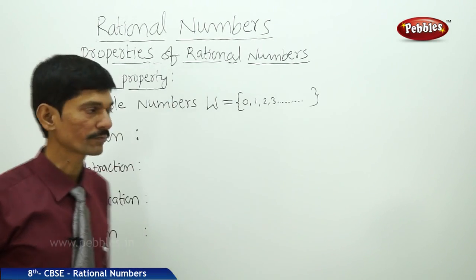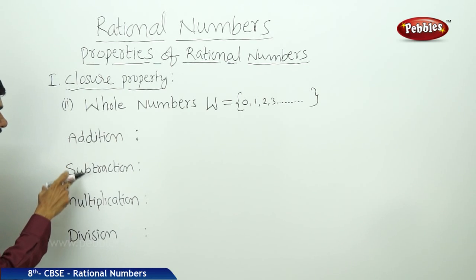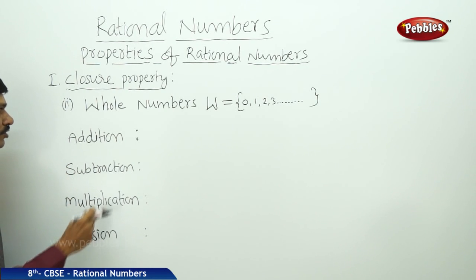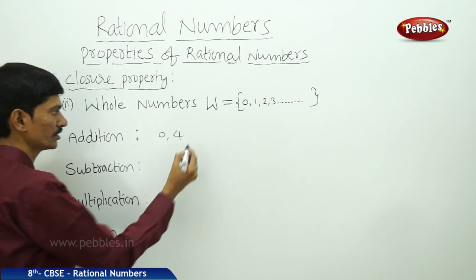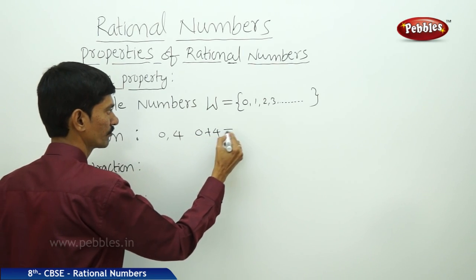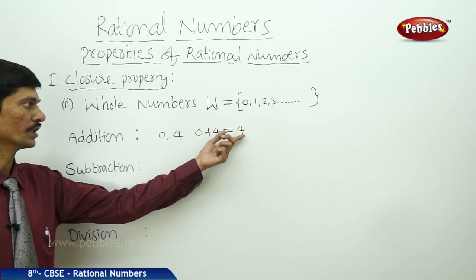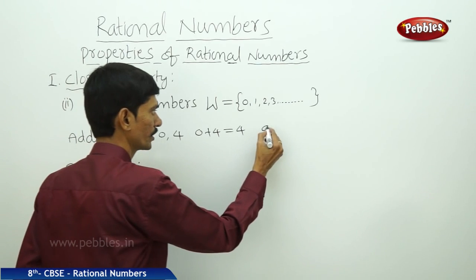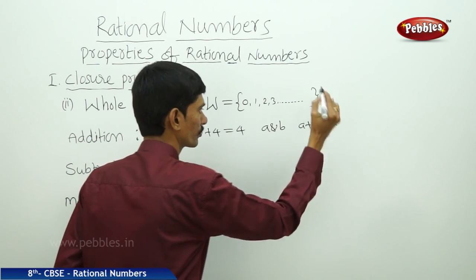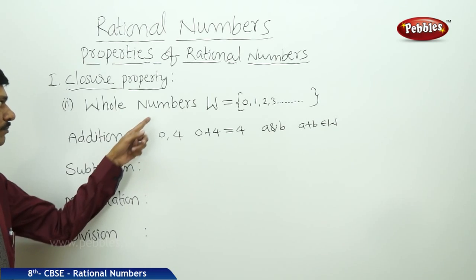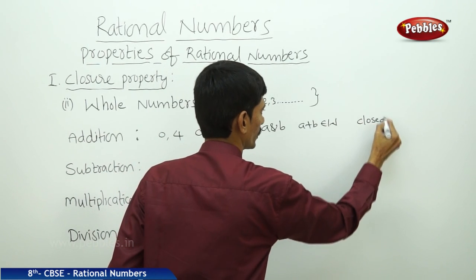Now let us discuss the closure property in the set of whole numbers under these four operations: addition, subtraction, multiplication and division. So if you take any two whole numbers like 0 and 4, what is their sum? 0 plus 4 equals 4. So this is also a whole number. The sum of any two whole numbers is again a whole number. So if A and B are any two whole numbers, their sum A plus B is also a whole number. So closure property is satisfied in the whole numbers under addition. So whole numbers are closed under addition.